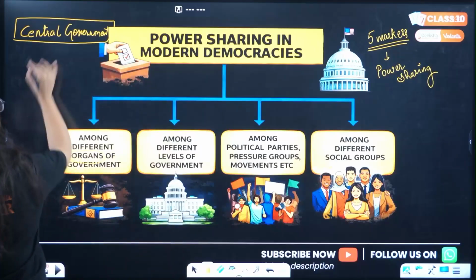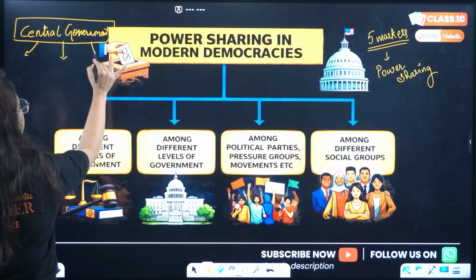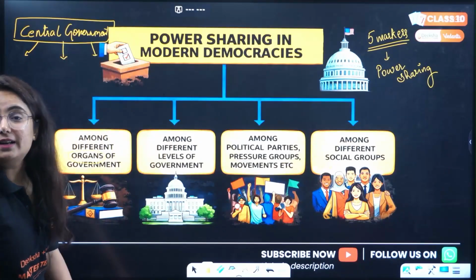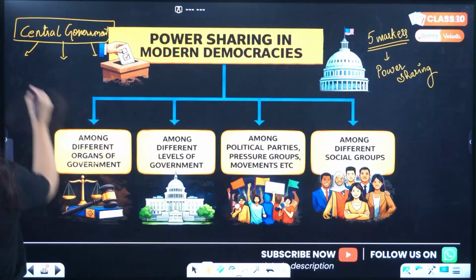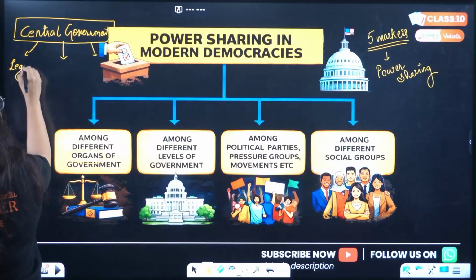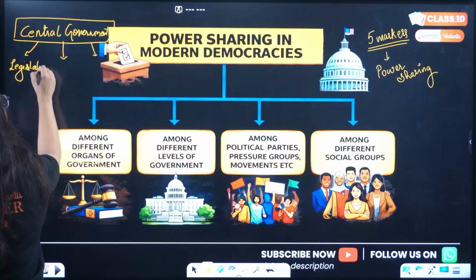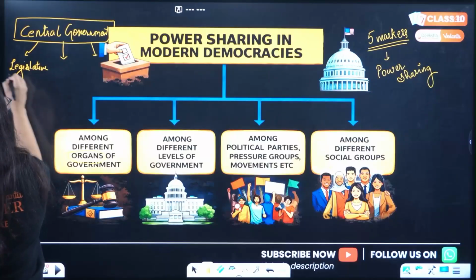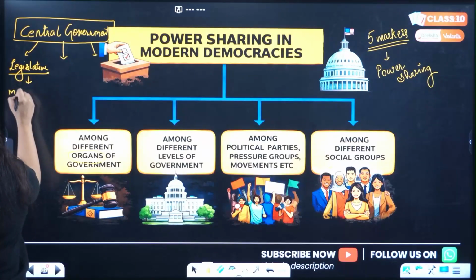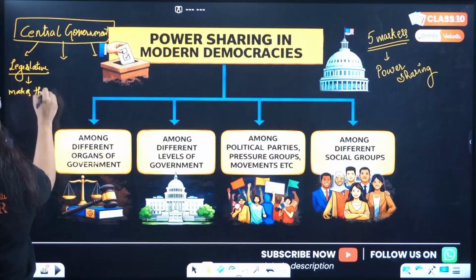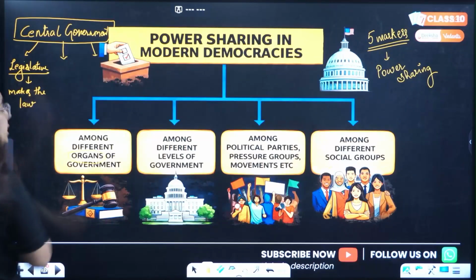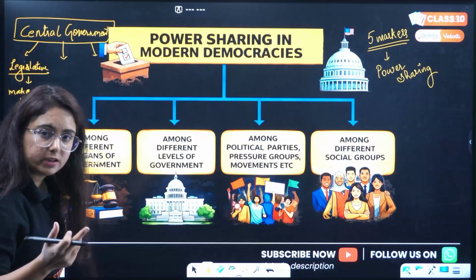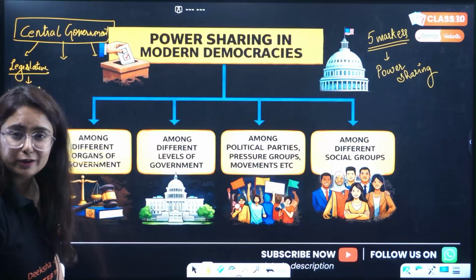Hence, we divide it into different organs. Pay attention, we divide it into different organs. For an example, we have a legislative body which makes the law, right? What if the same body executes it? Who will check whether it is executed or not?